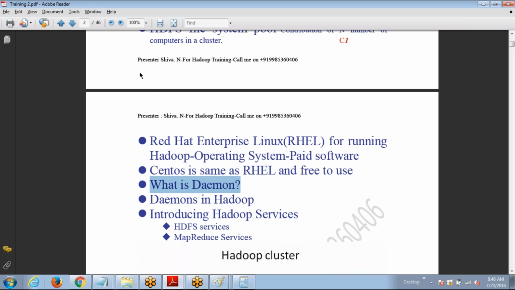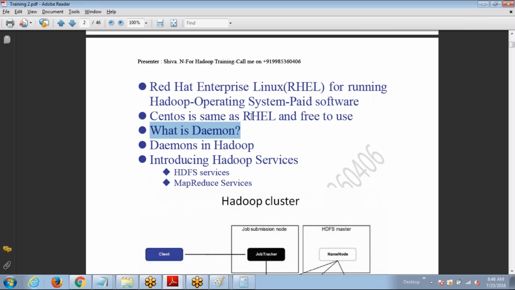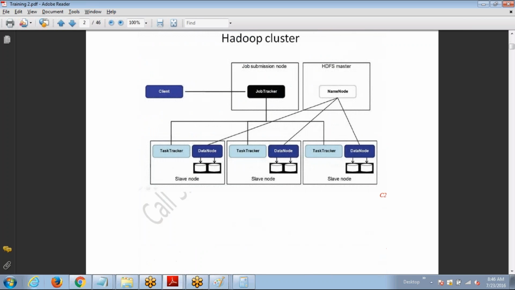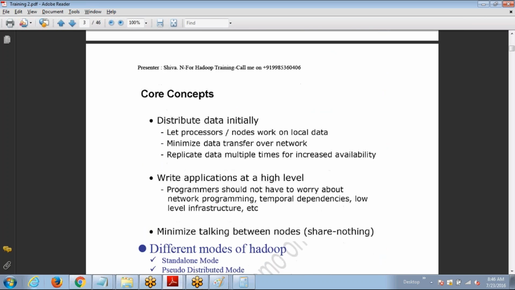Okay, always. It's a program that will be running always in the background, that will be called a daemon. So we have some daemons also in our Hadoop. Okay, we are going to discuss one by one what that is. So we have certain daemons in our Hadoop cluster. We are going to discuss what all of them are.